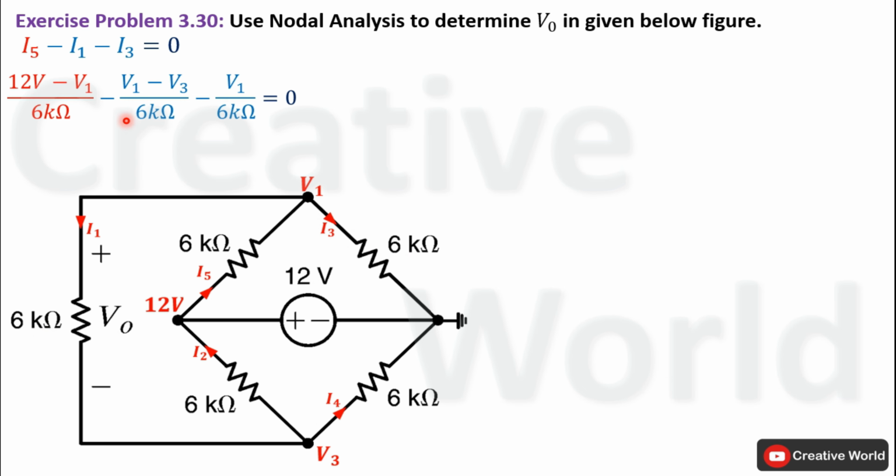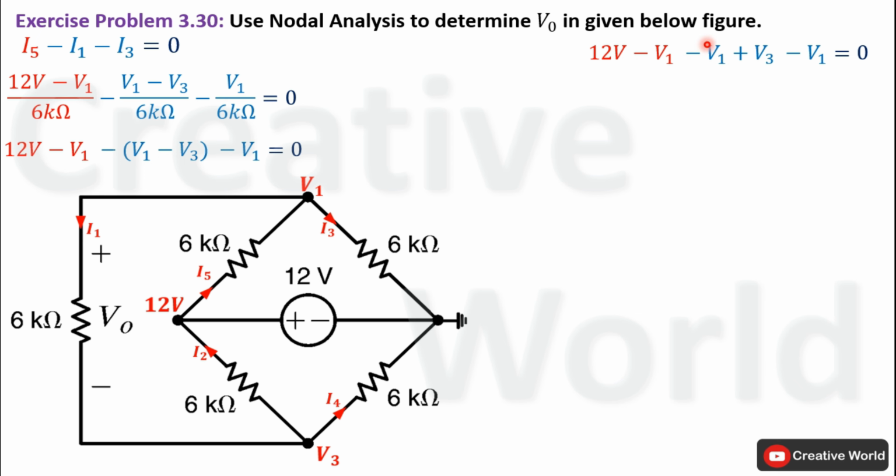Now in order to omit all denominator values, we will multiply this equation on both sides with 6 kilo ohm. Here product of 6 kilo ohm will cancel out all denominator 6 kilo ohm values. Only numerator values will be left. While on the other hand side of equal, product of 6 kilo ohm and 0 will become 0. Now open these brackets. The equation will become 12 volt minus V1 plus V3 minus V1.